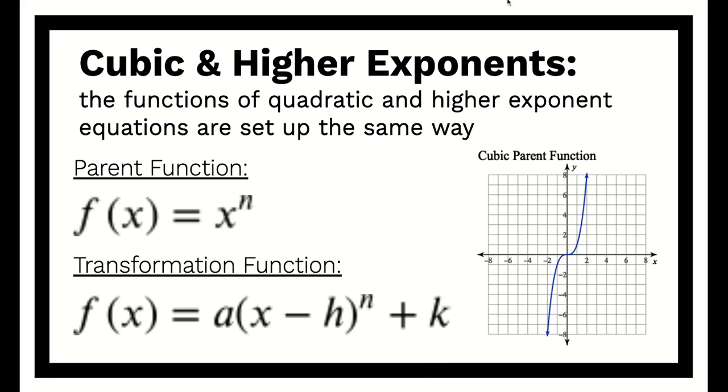So if we look at the parent function transformations, that a value is still the stretch or compress. The higher it gets, the skinnier that graph is getting. It is stretching up and down, so it is becoming skinnier. That h, again, is shifting me left and right, and k shifts up and down.